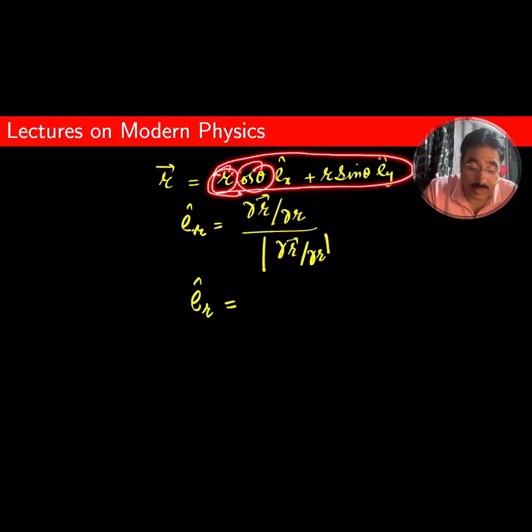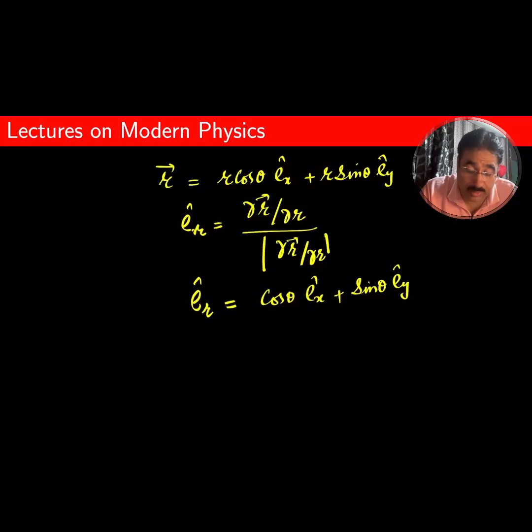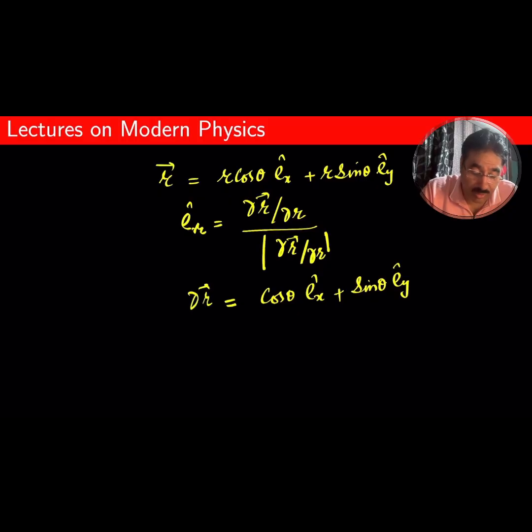So this is 1. This is 1. So I will have only this term because ex is constant, ey is constant. So I will have cos theta ex and sin theta ey. That's what will remain because differentiation of r with respect to r is 1. All right. So what remains when I differentiate is cos theta ex plus sin theta ey. And that is what I get in the numerator. Okay, but in the denominator, if I find the magnitude of that, so that is my dr by dr.